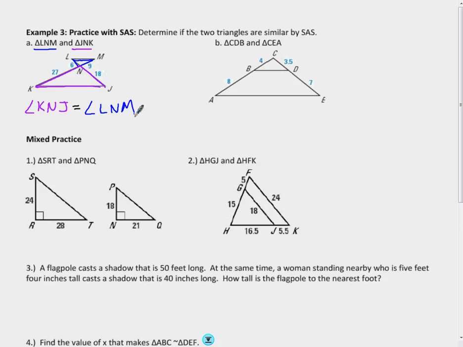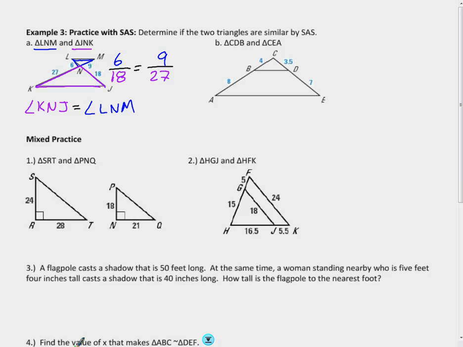Now I need to show that the sides are proportional. On the blue triangle, which one's the smallest? 6. The next biggest is 9. So, which is the smallest side on the purple triangle? 18. And the largest? 27. So, 6 over 18, 9 over 27. Do they simplify to the same thing? 1/3. So, since they have the same scale factor, and this proportion is true, and I know I have two congruent angles, then I can use side angle side to show that triangle.